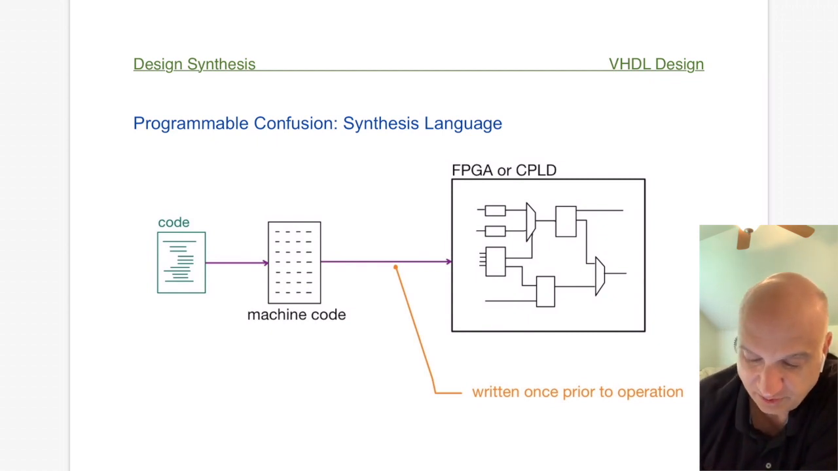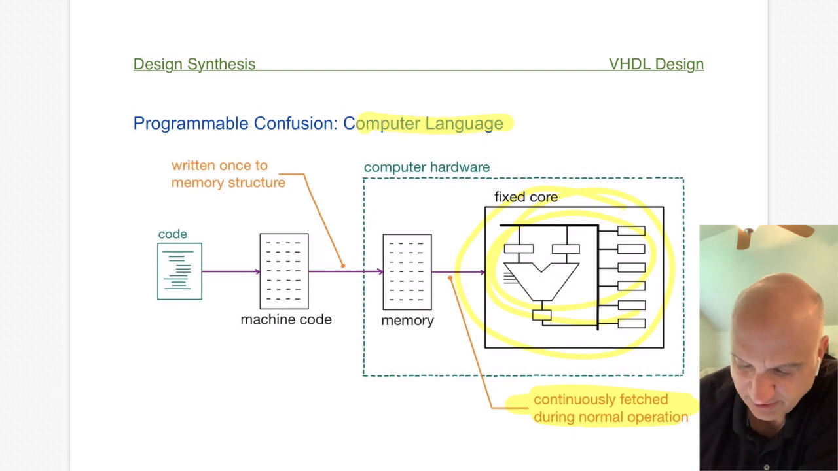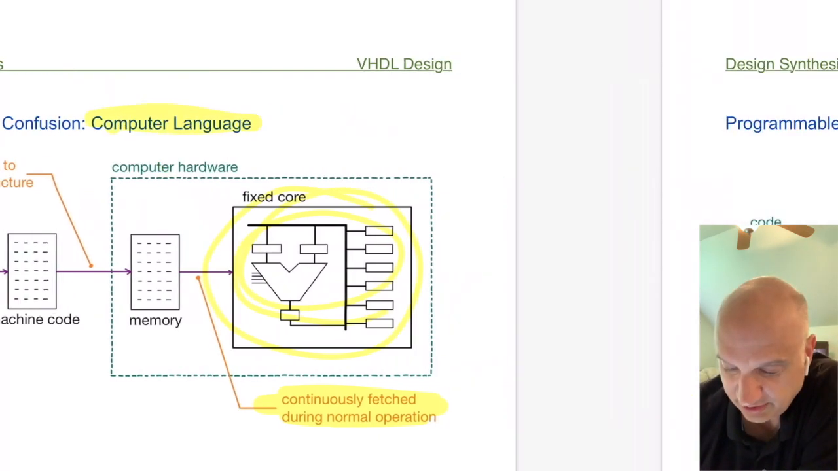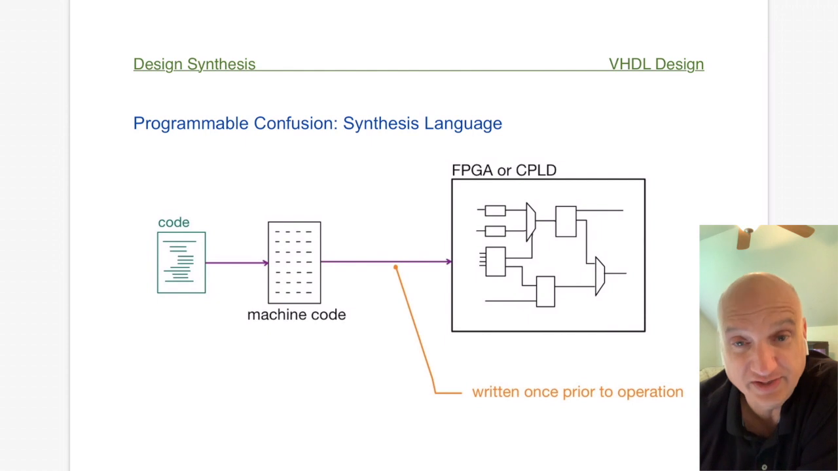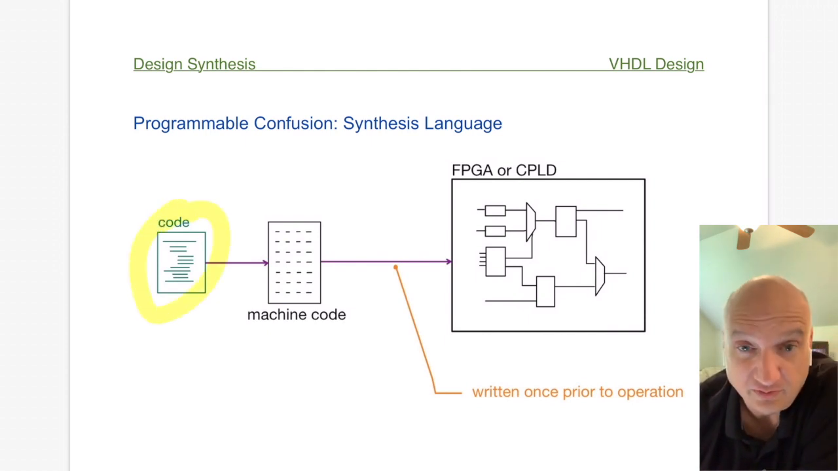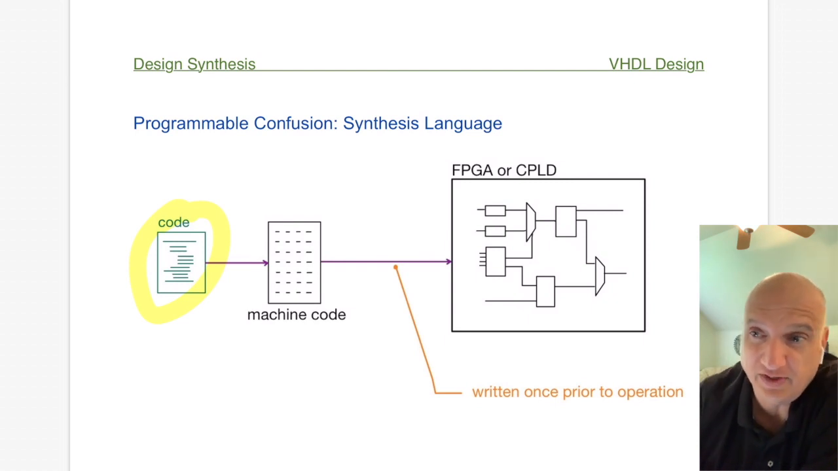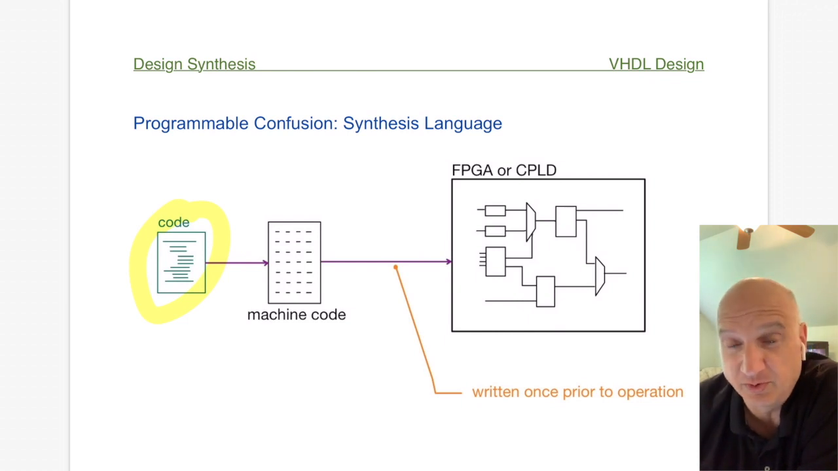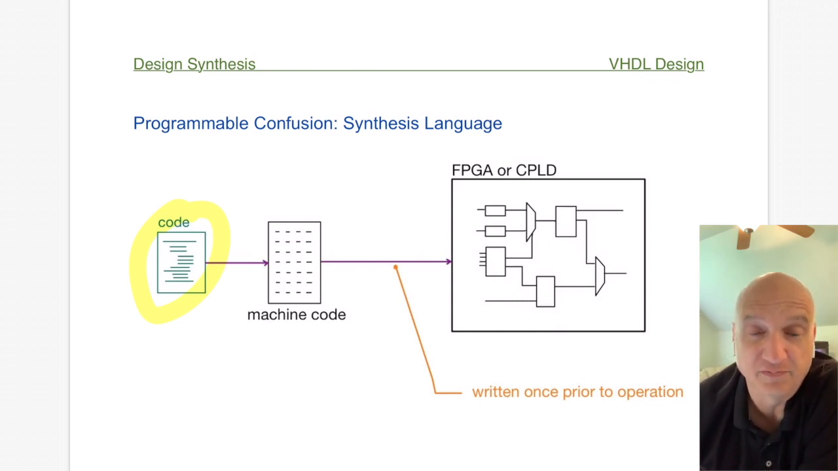So this previous one was basically a computer language. Now we're going to take a look at what a synthesis language is. That's what VHDL is. We start with code just like before, and then what happens is we actually synthesize based on that code. We take that code and convert it into a bit stream, a bit file, and that bit file has ones and zeros in it that are designed to enable or disable parts of our chip, like the FPGA.